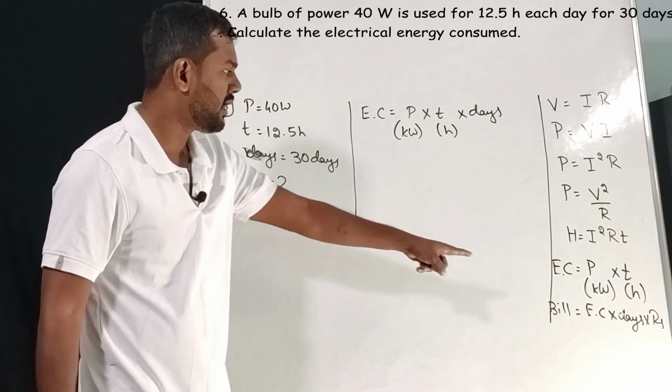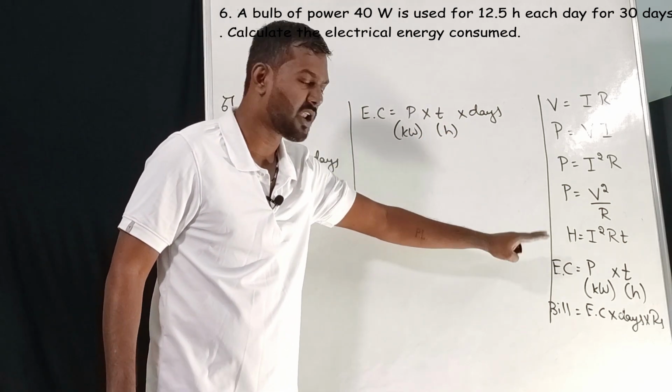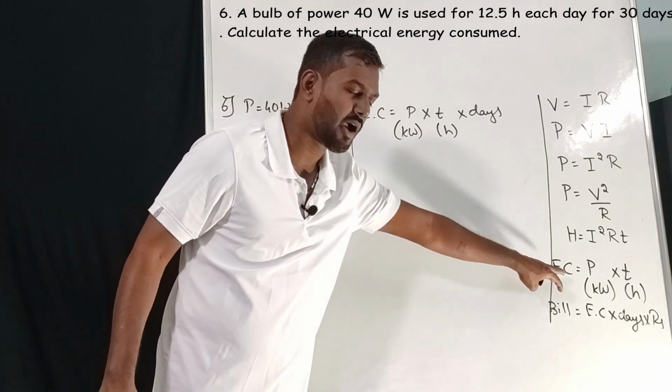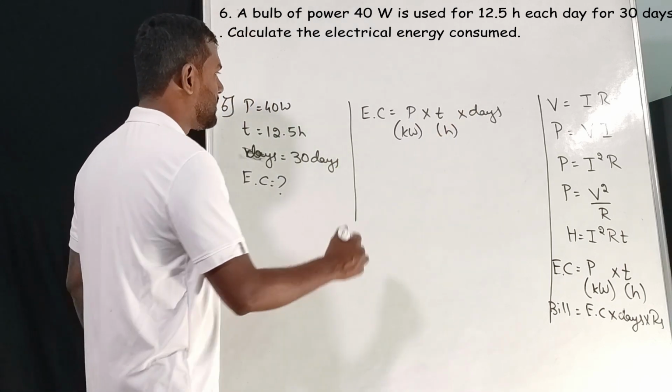Okay. See, in the formula there is no number of days, even though I am using it. If the number of days is not given, then you have to assume it as 1. Okay, that's why I have not written it here. If the number of days is given, just multiply it, you will get the final answer.